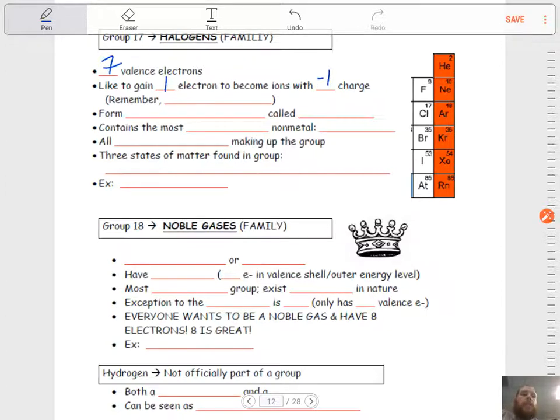This is where you start to see those charges, and we'll talk more about them later in the year, so don't stress too much about it right now. Remember, 8 is great. That's what they're trying to get to. They form a lot of salts, which are just ionic compounds. We'll talk more about that in our next unit on bonding. They are called halide salts. You could think about them as being reactive, but not in the same sense as those alkali metals. It's just the most active nonmetal, which is fluorine.